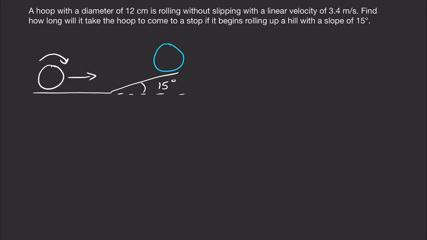Okay, so initially it is both translating and rotating, so it has kinetic energy. And then when it goes up some height, so it changes its potential energy, it's going to stop. So that means that kinetic energy is going to turn into potential energy. And so this is a candidate for using conservation of energy. So E final equals E initial. So at the end, the mass of this hoop is just going to have potential energy, so mgh, no kinetic energy.